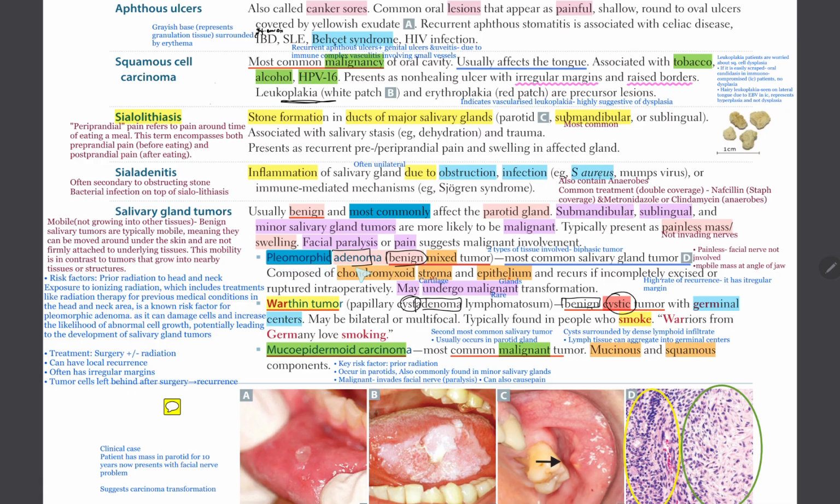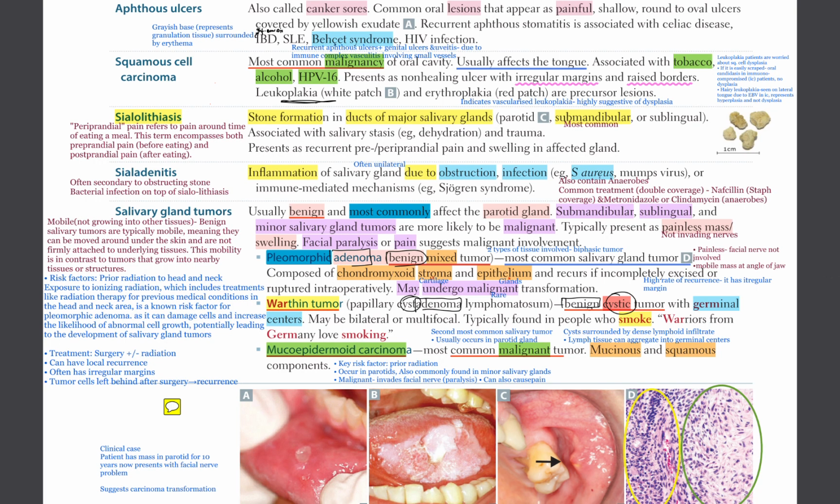Okay, so the first is pleomorphic adenoma. Adenoma suggests it is benign, and pleomorphic adenoma is a benign mixed tumor. It is mixed because it is composed of two types of tissue: chondromyxoid stroma and epithelium. Chondromyxoid stroma is cartilage and epithelium is a gland. So it is made of two types, and it is known as a mixed tumor.